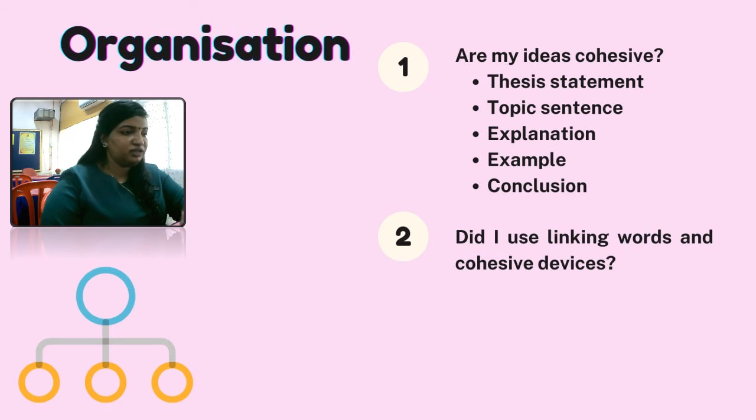Next, to score well in organization, you must always remember to ask yourself if your ideas are cohesive, as in you must remember to include thesis statement, topic sentence, explanation, example, and conclusion in your writing. And the next one would be using linking words and cohesive devices in your writing. If you are not familiar with cohesive devices and linking words, you can refer to your teachers or you can refer to your textbook.